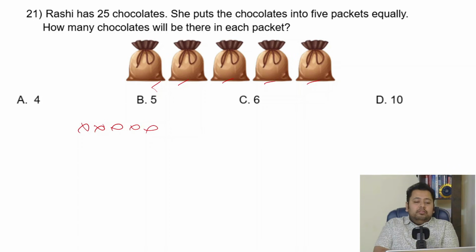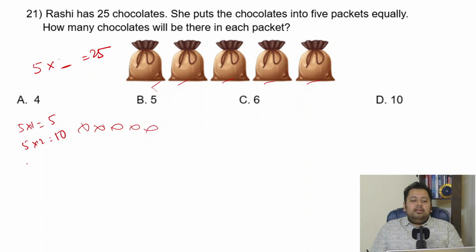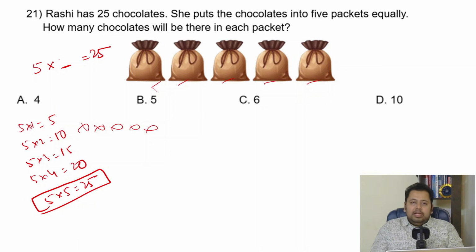Great. If you know multiplication, if you know the multiplication table, it's nothing but you have to find out what is multiplied by 5 to get 25, right? So we know 5 ones are 5, 5 twos are 10, 5 threes are 15, 5 fours are 20, 5 fives are 25, right? So if you know the multiplication table, you know 5 fives are 25, so 5 is your correct answer.